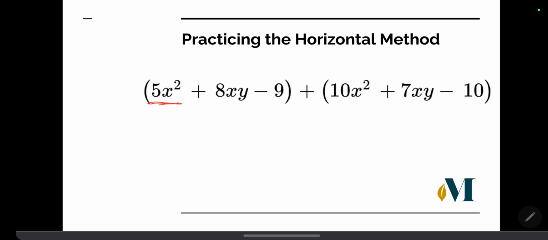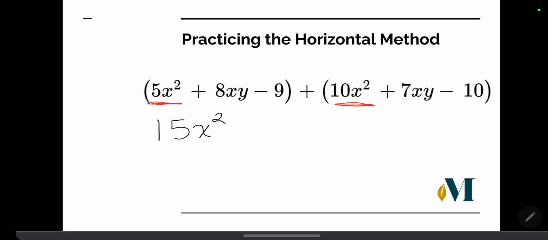Okay, so we have 5x squared, and in the second polynomial we have 10x squared. So we only add our coefficients here. 5 plus 10 is 15, and we keep our variable and degree, 15x squared.